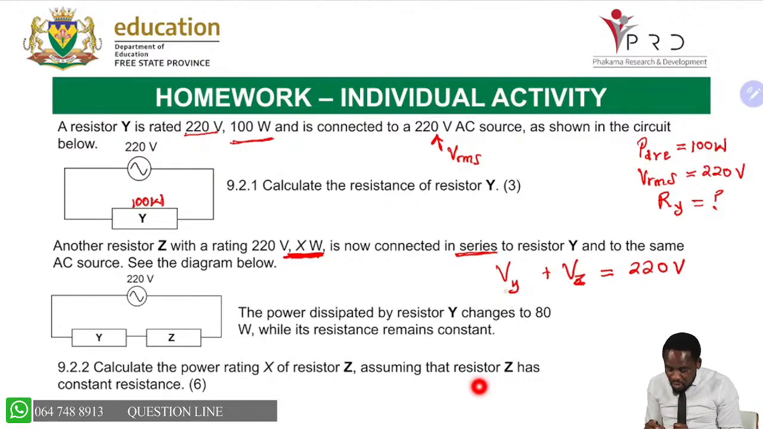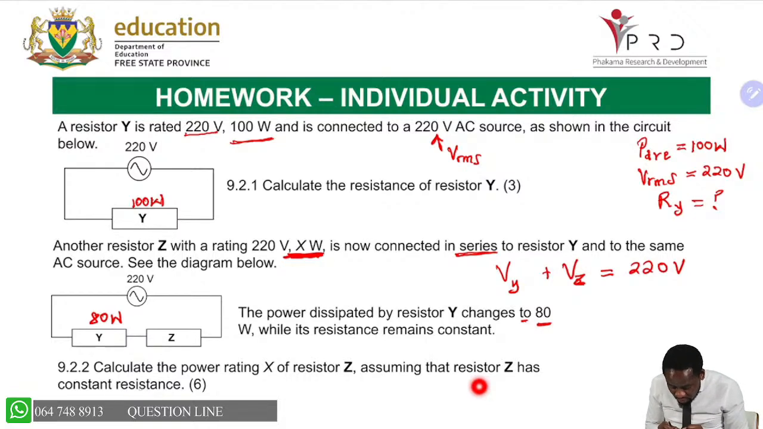Now we're told that the power dissipated by resistor Y changes to 80. It changes to 80, not by 80. So the new power in this arrangement of resistors, in this purely resistive circuit, for Y is now 80 watts. Okay, it was 100, now it's 80. It changes, so it's no longer operating at maximum now because of resistor Z.